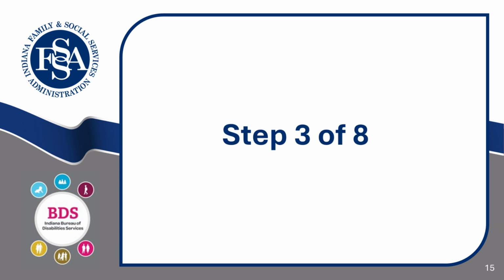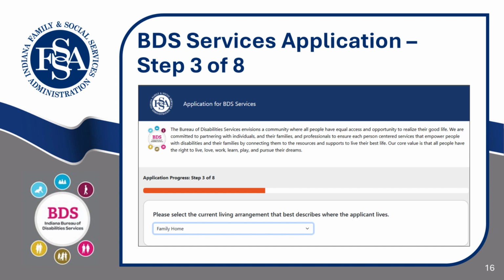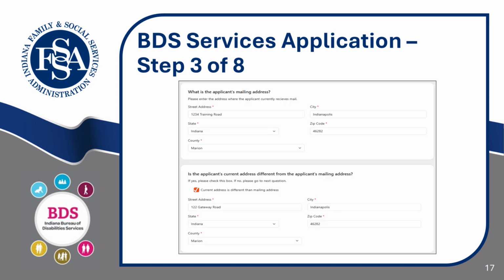Step 3 of 8. Step 3 begins by asking for the description of the applicant's living situation. Step 3 first asks for the applicant's mailing address. Under that, there is an optional checkbox asking if the current living address is different than their mailing address. If this is true, check the box and enter the current living address. If it is not true, leave it unchecked and the application will automatically assume the mailing and living address are the same.